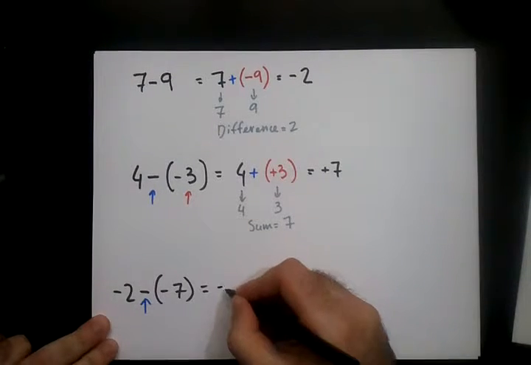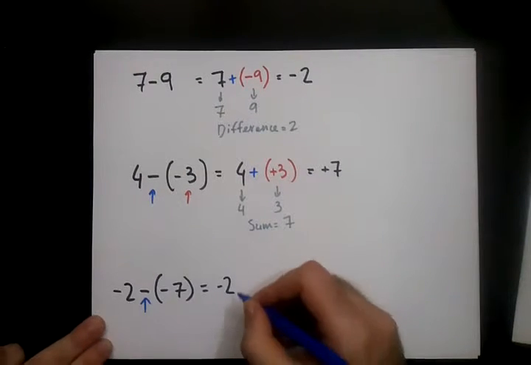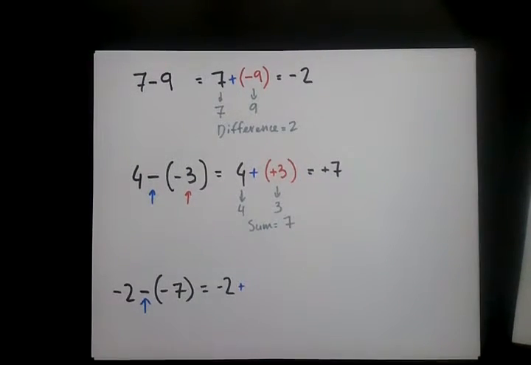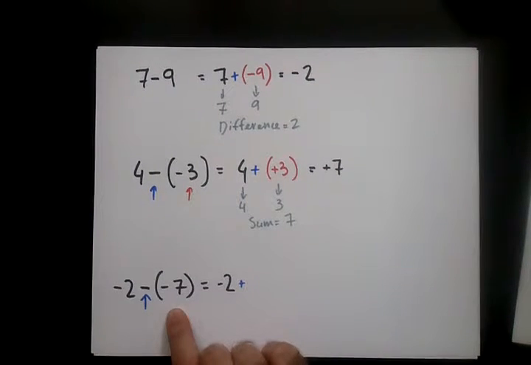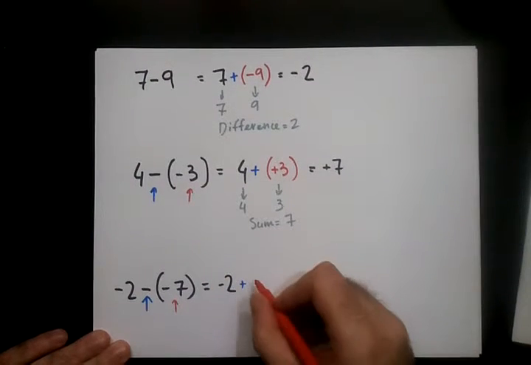So we have negative 2. That doesn't change. Do not do anything with this negative 2. We're going to change the subtraction to an addition operation. And then once we do that, the second number flips to its opposite. So the opposite of negative 7 is a positive 7.